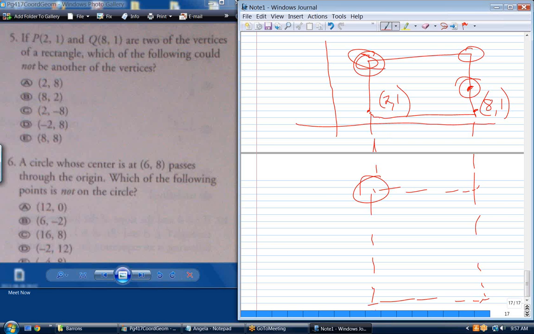Minus 2 comma 8. Could it be that point there? No, it couldn't be. That would have to be a parallelogram if that was. In other words, if we drew something like that, then it would be a parallelogram with our figure. It wouldn't be a rectangle. So minus 2 comma 8 is it.